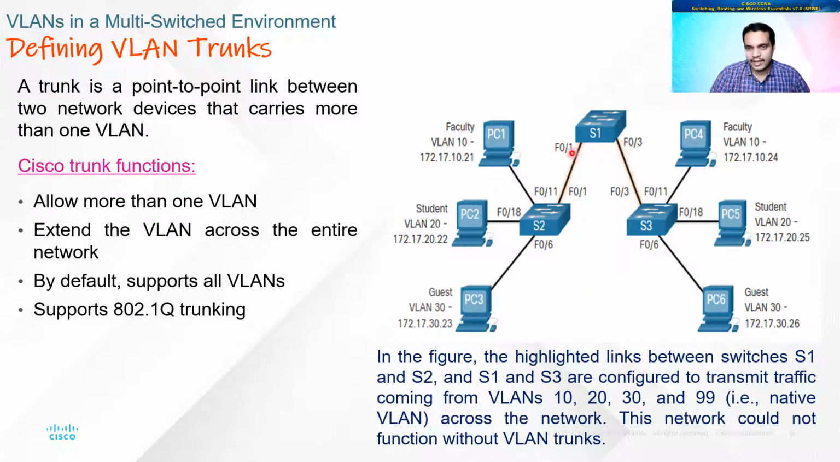So as I said, in this particular example, the highlighted links between switches S1 and S2, S1 and S3 are configured to transmit traffic coming from these three VLANs and also the native VLAN 99.